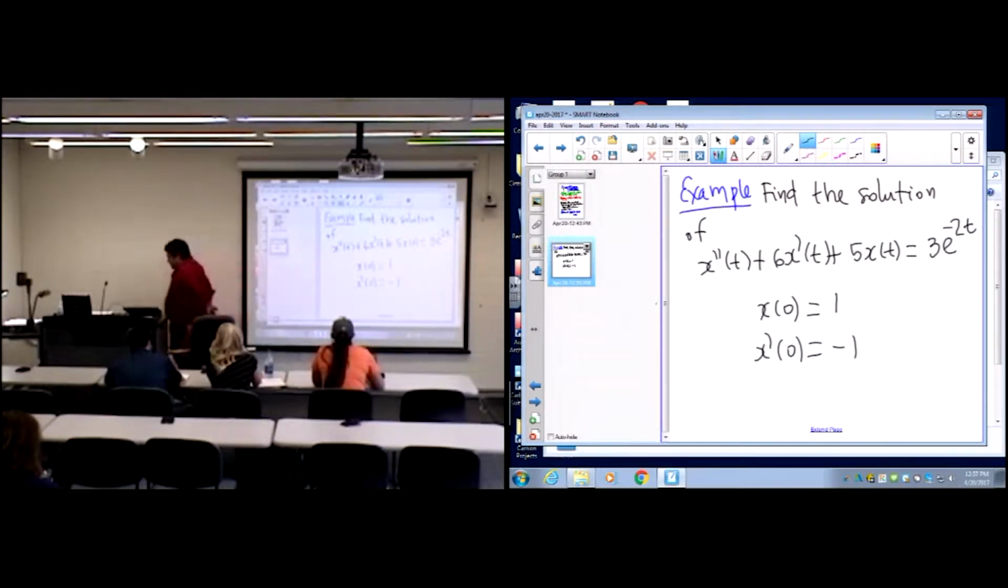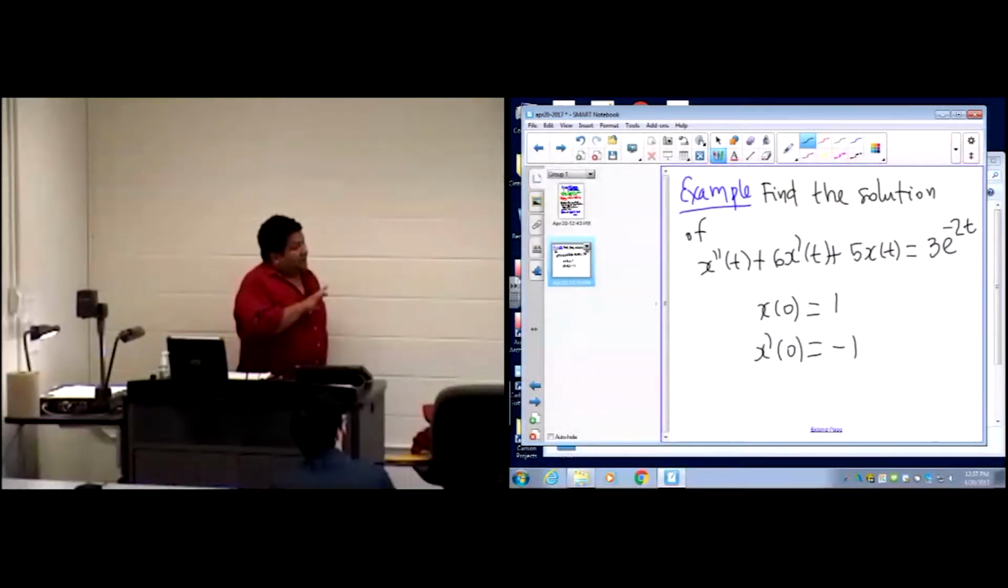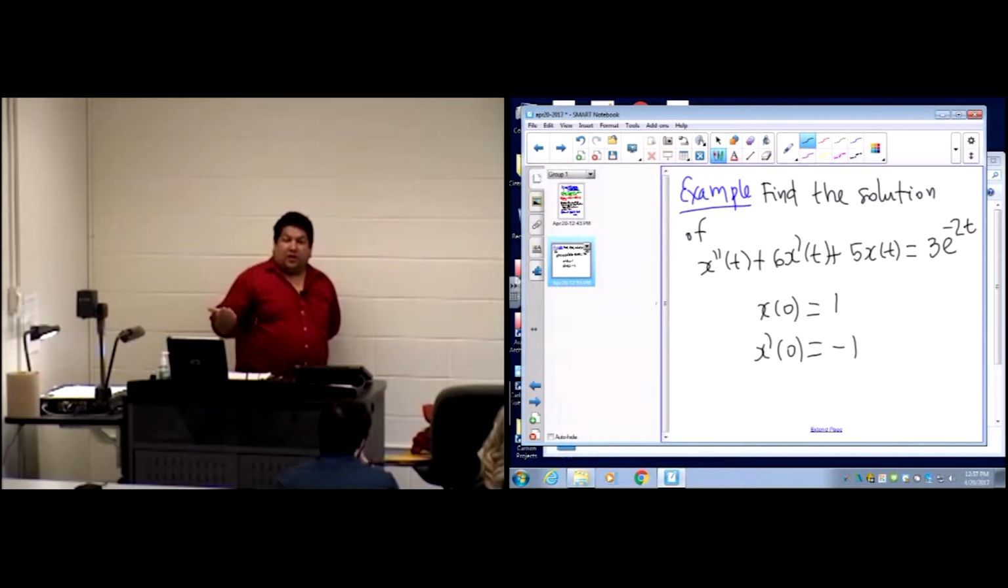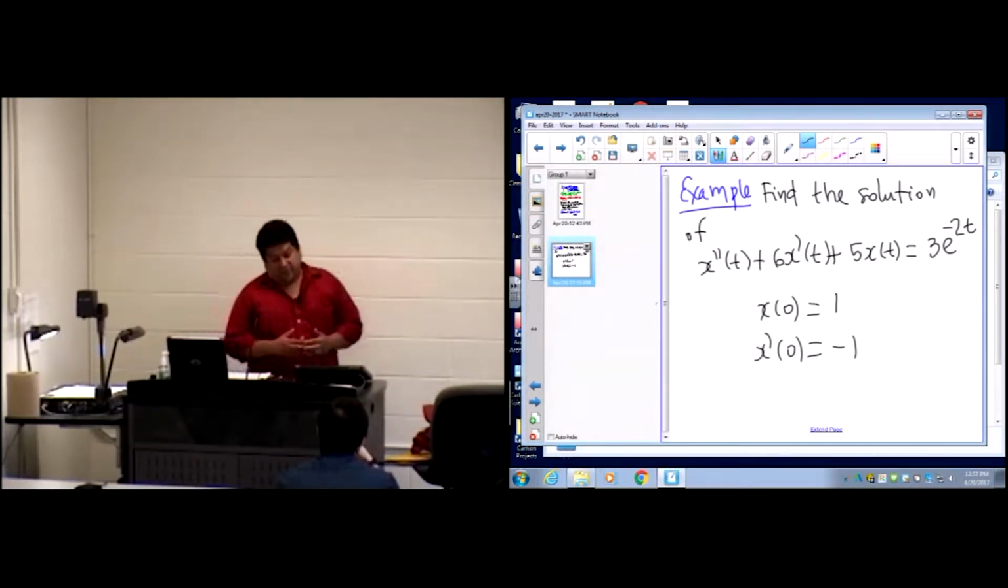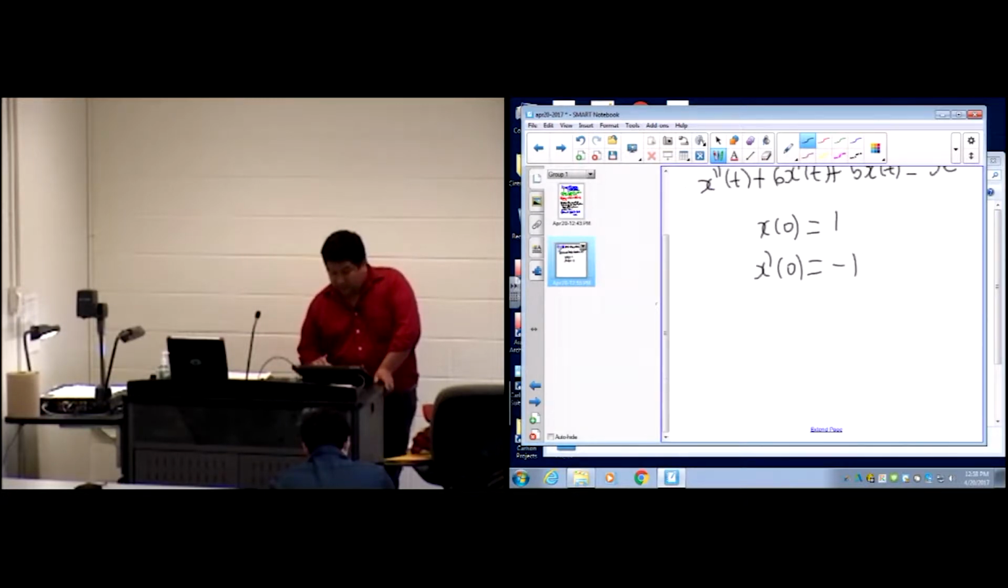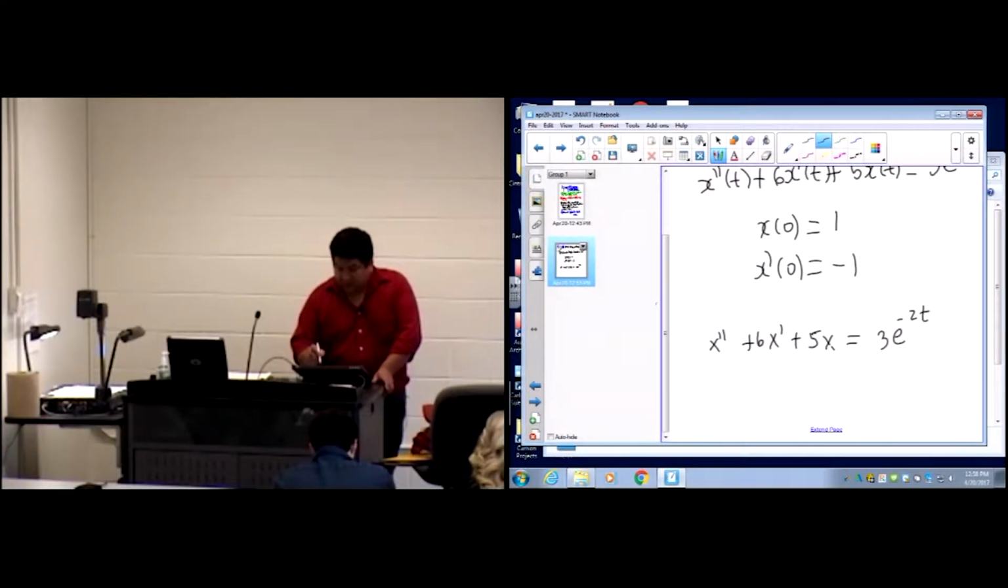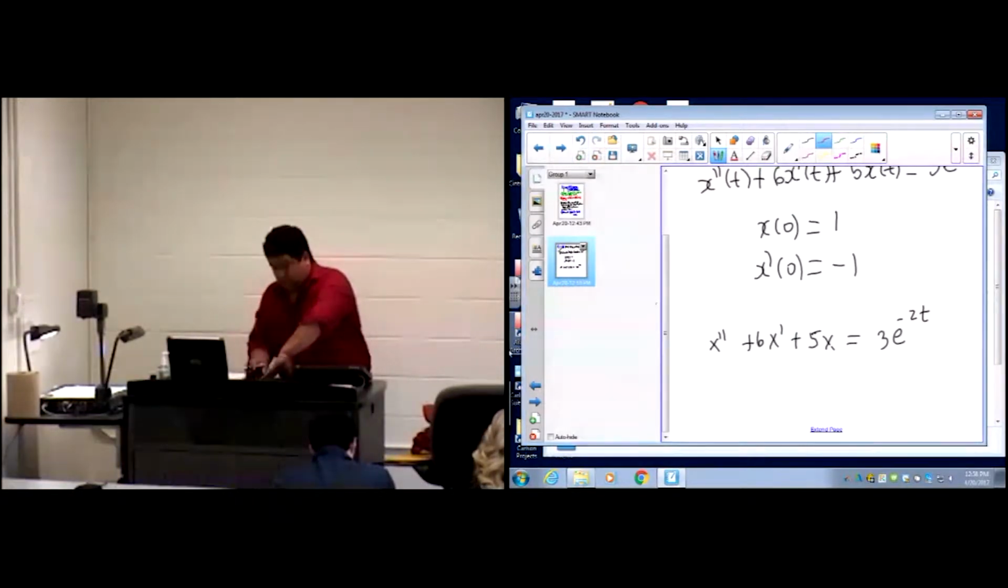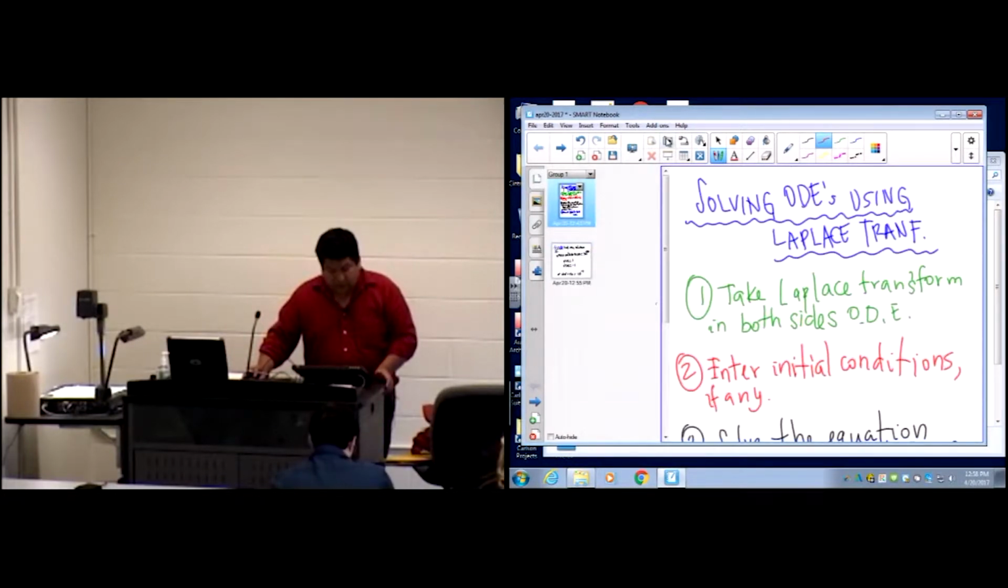The first of those steps says that we should take Laplace transform on both sides of this equation. So let me rewrite the equation. I'm going to write x double prime plus 6 x prime plus 5 x equals 3 e to the minus 2t. And what we're saying, step number 1, take Laplace transform on both sides. All right, so let's proceed to do that. Taking Laplace transform on both sides means that we're doing something like this.